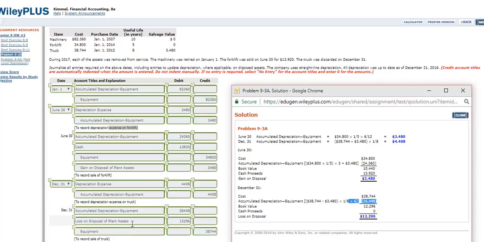Now, the last one is to calculate the loss on disposal of plant assets. We will subtract from the value of the truck the amount calculated for the depreciation that we have on the top right here. That will give us the total of 12,296. That is what we have right here.